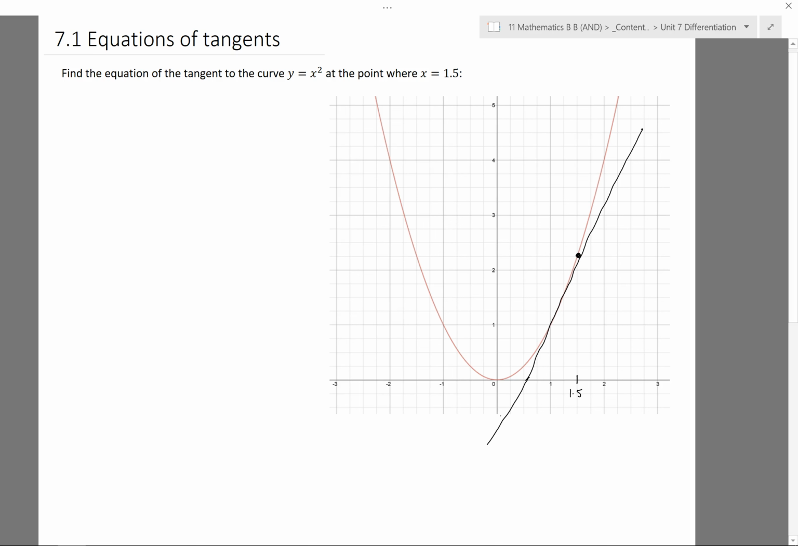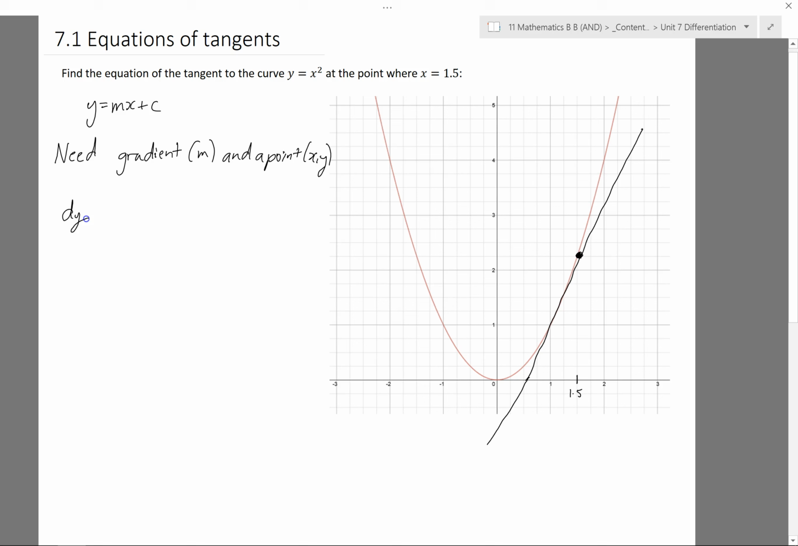You'll remember the equation of a straight line is y equals mx plus c. And to be able to find the m and the c values, I need, at a minimum, the gradient, m, and a point. So I'll see what I can do. Can I find what the gradient at this point is? Yep, definitely can. That's my derivative.